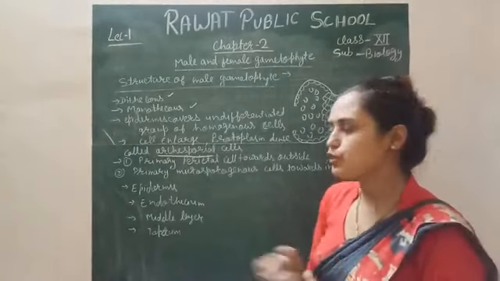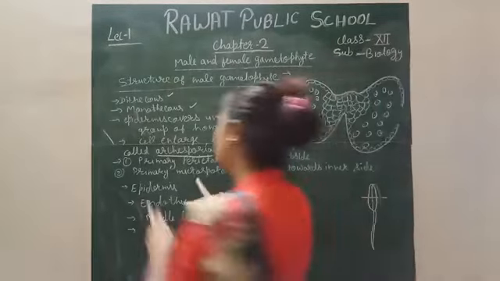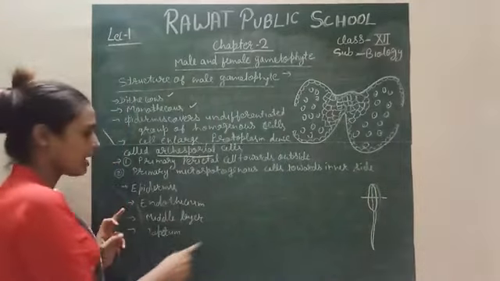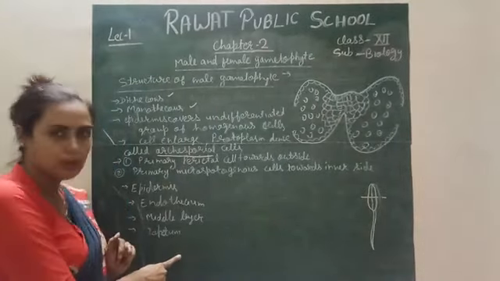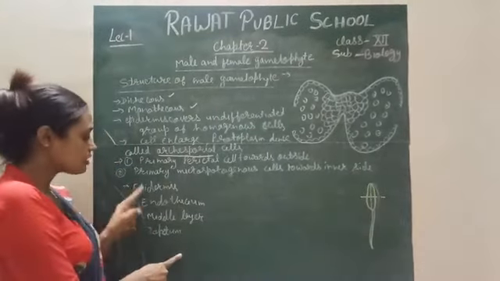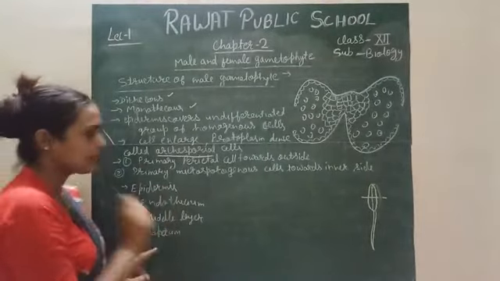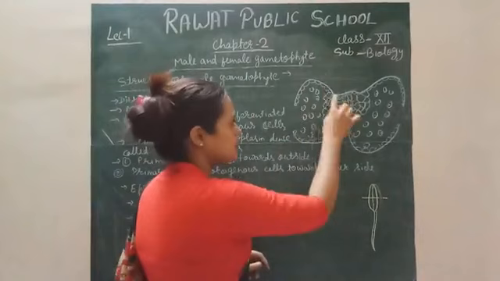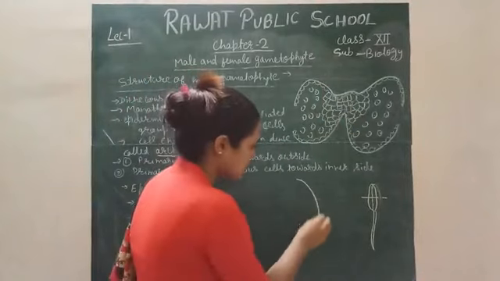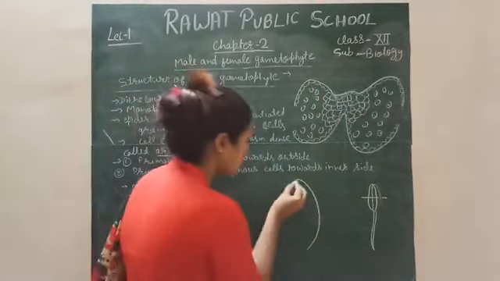So the microsporogenous cells first form the anther wall. Today we will discuss the anther wall. The anther consists of 4 different types of wall layers: epidermis, endothecium, middle layer and tapetum. For example, this is the outer structure of the anther.